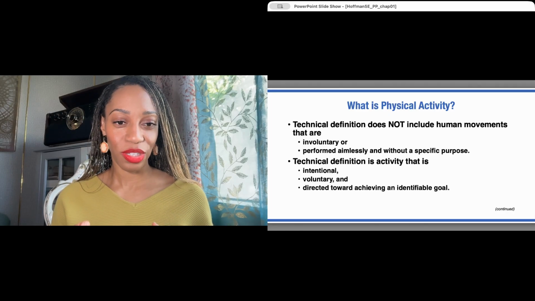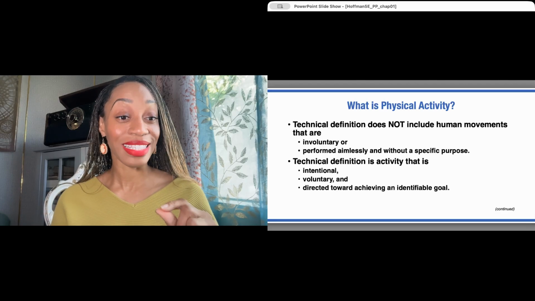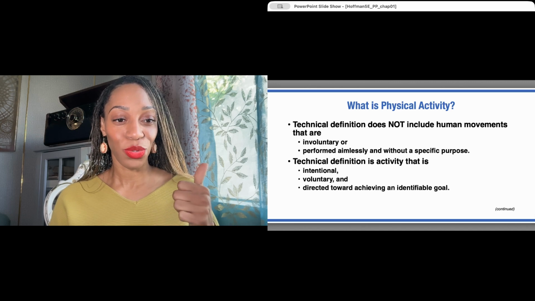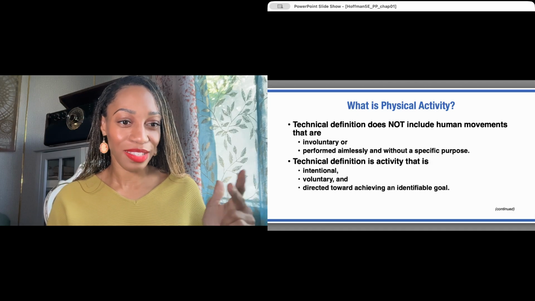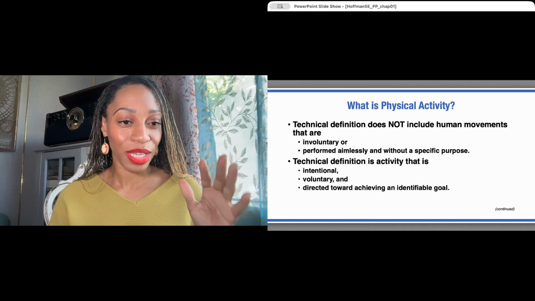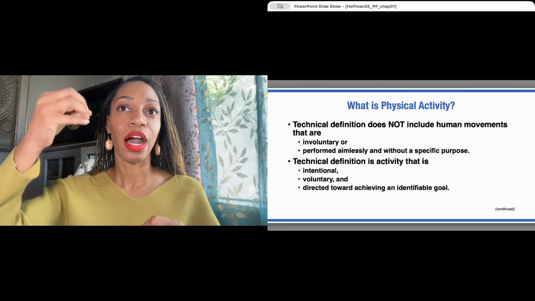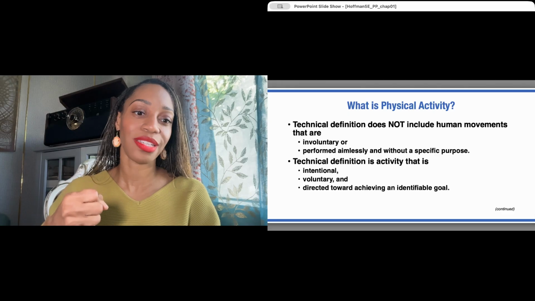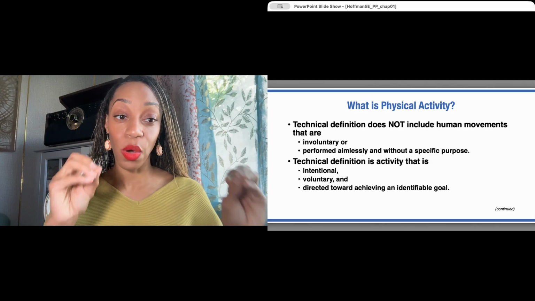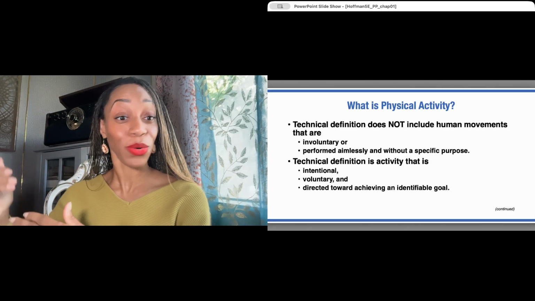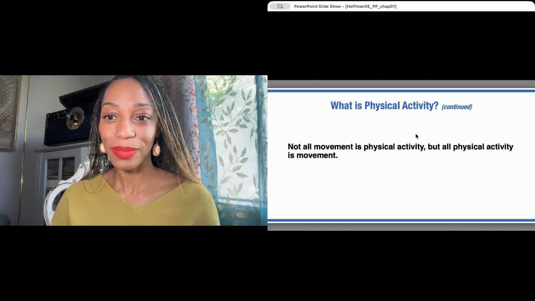The technical definition of physical activity is something that you do on purpose. So it's intentional, something that you do voluntarily. So it's not involuntary, it's not a muscle spasm or something that just happened without you trying. And it's also directed towards a goal. There is a goal attached to this movement. So it has to be intentional, it has to be voluntary, and there has to be a goal attached to the front or back end of it. That's very important. We'll talk about SMART goals later.